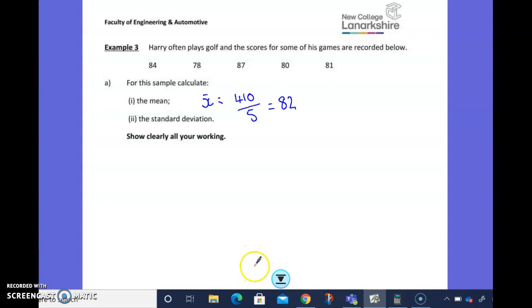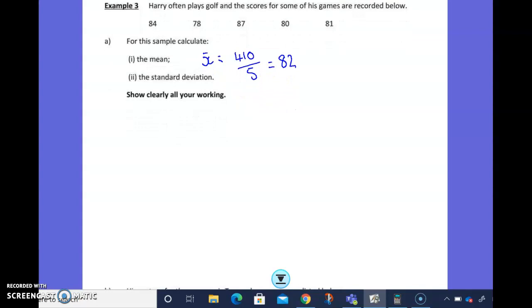Now it's a nice number, so you could use your other formula, and if you are planning on using your other formula, I suggest that you use it just now and check that you get the same answer. You don't always need to do a table using this formula. We've worked out the sum of x. Sum of x is 410.